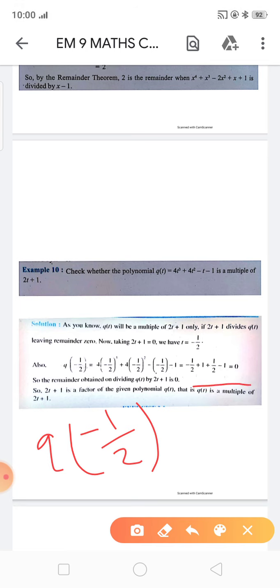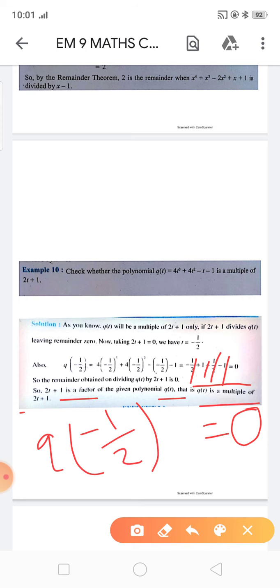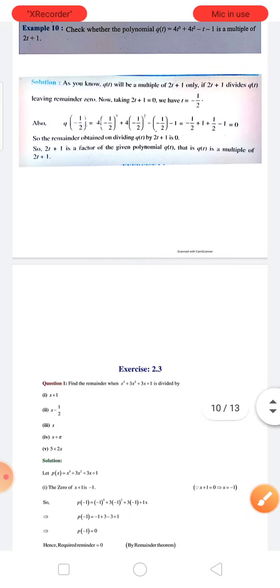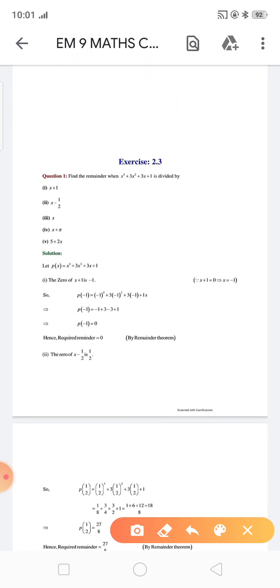Simplifying, the −1/2 and 1/2 cancel, and the +1 and −1 cancel, and lastly we get remainder 0. So the remainder obtained on dividing q(t) by 2t + 1 is 0. So we say 2t + 1 is a factor of the given polynomial q(t), and q(t) is a multiple of 2t + 1.